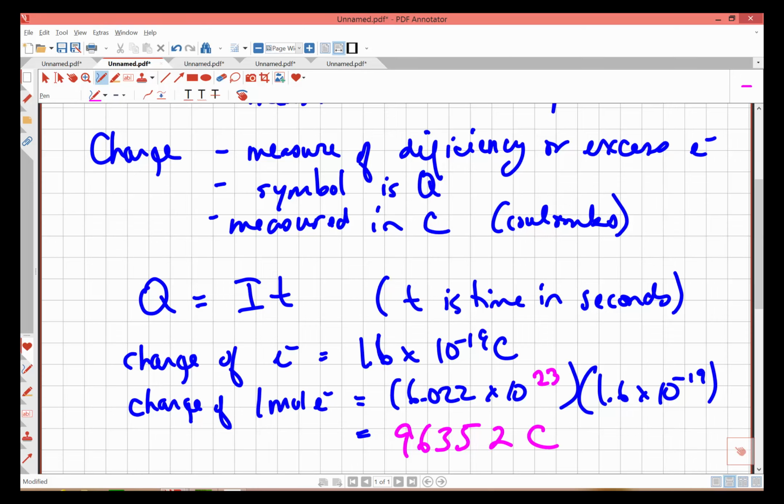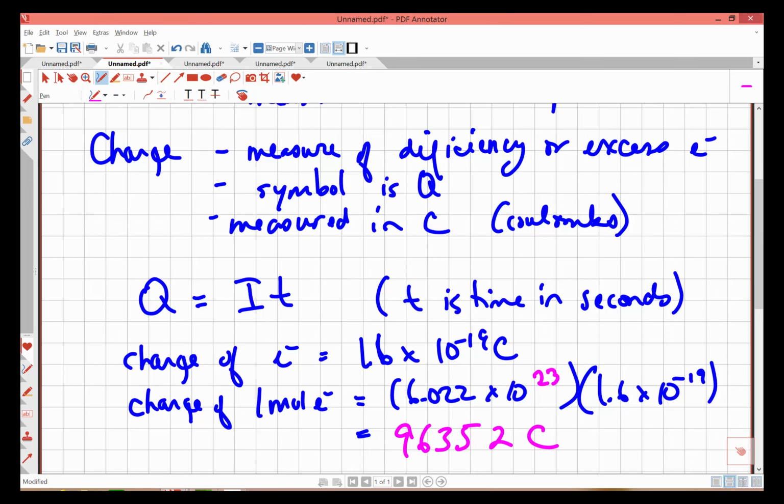And the formula that we could use to figure out moles of electrons is to take the total charge, if you knew what it was, and divide it by that number, divide it by 96,500. Now I have all of these numbers scribbled on the side. I'm going to erase them and start over.